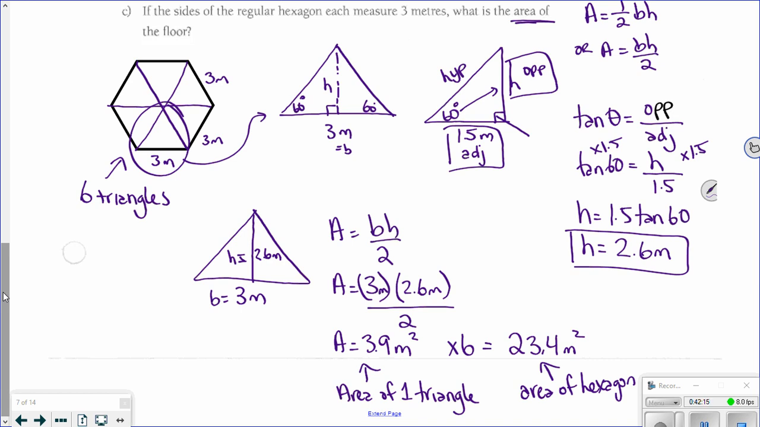Okay, that's it. This is a skill you need to practice. Breaking your shape into triangles, using the triangles to find the area, and then using the area of one triangle to find the area for the whole shape, because I can guarantee there will be a question like this on your test. So make sure you know how to do this.